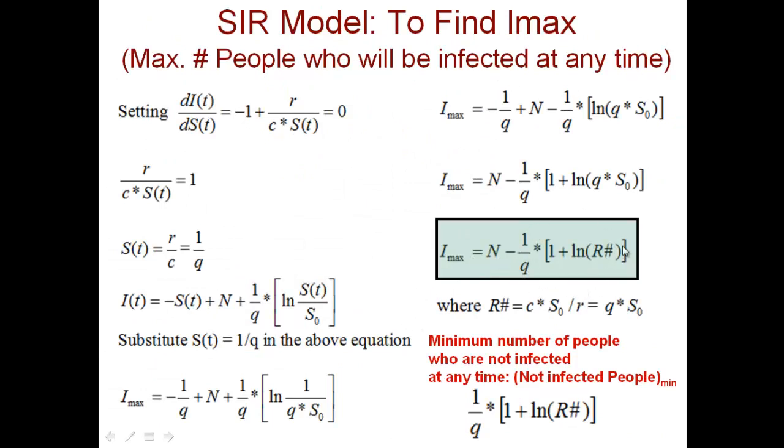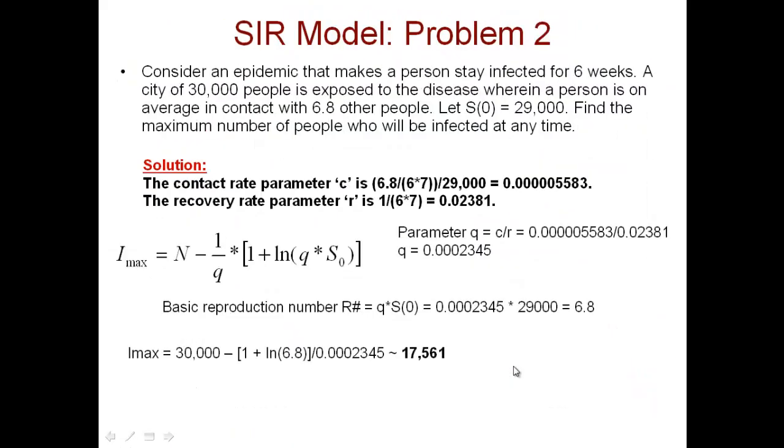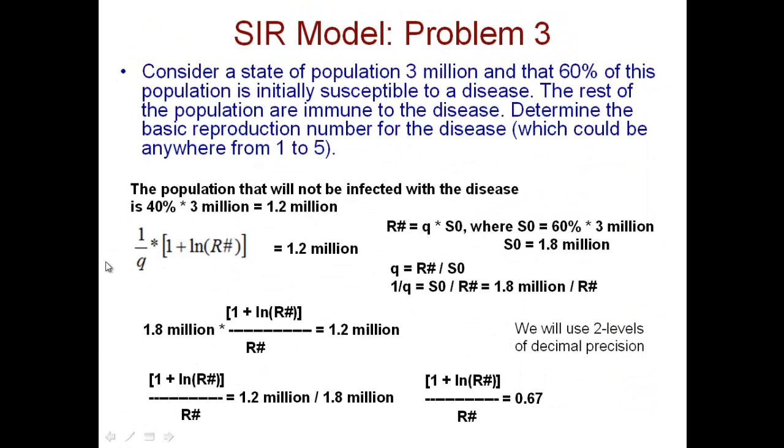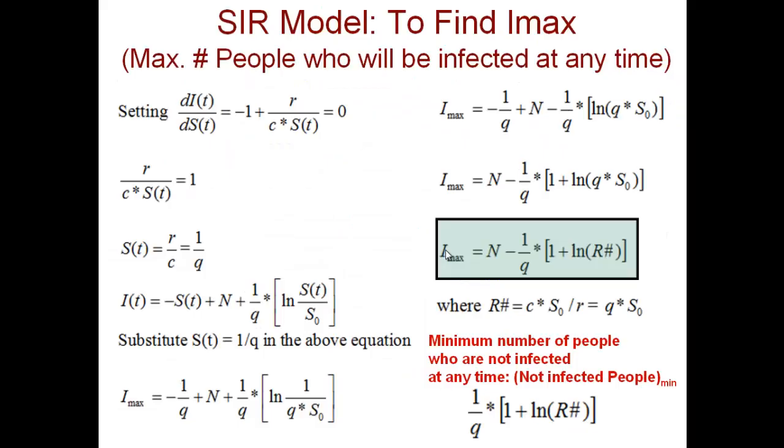So that is the minimum number of people who are not going to be infected at any time, and that is what is given here as 1.2 million. So 1 over q times 1 plus ln of r hash is 1.2 million, where r hash is our basic reproduction number and q is going to be c over r. Now q is related to r hash with this relationship here.